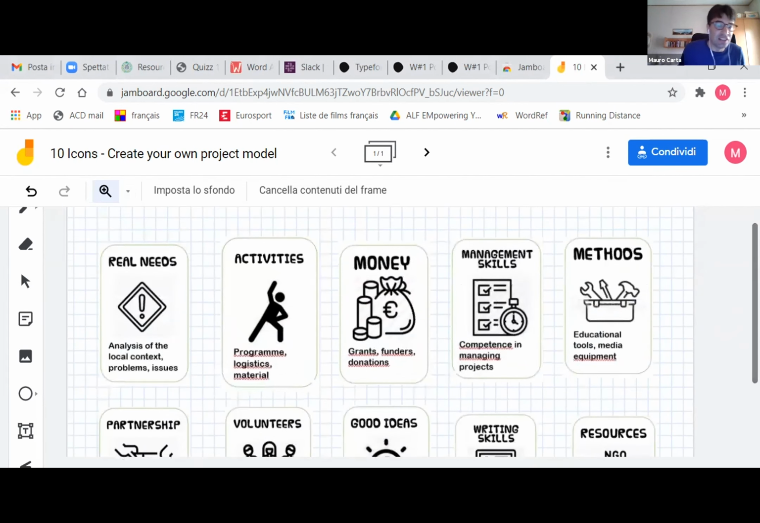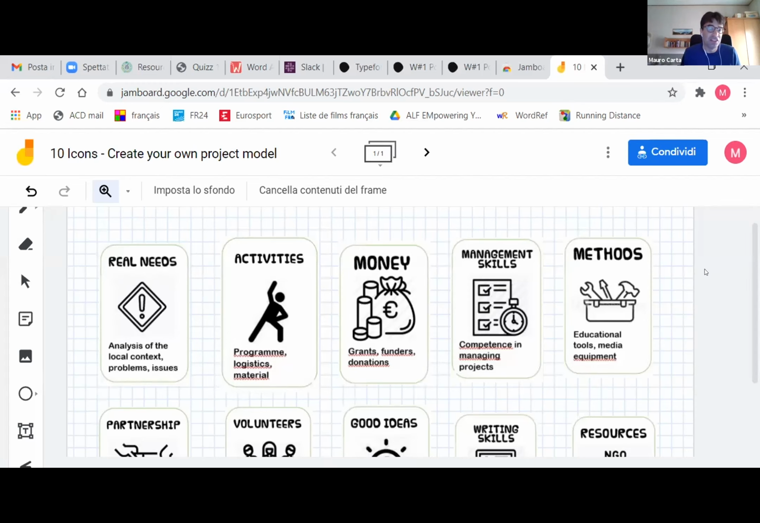Real needs. This can be a challenge, a problem, or a situation affecting either your local community or your organization. So an example of a need of an organization could be the lack of participants, or the lack of particular skills, for example, the lack of project management skills in the staff. Or if we talk about needs of a community, it could be youth unemployment in a specific city, or a high rate of criminality, or whatever.